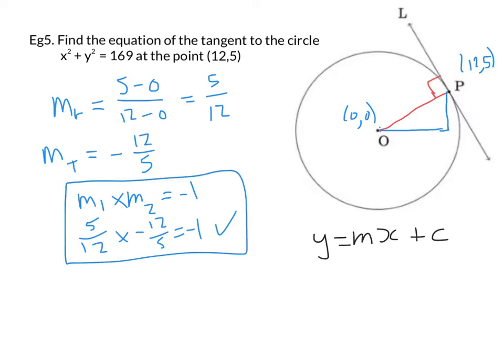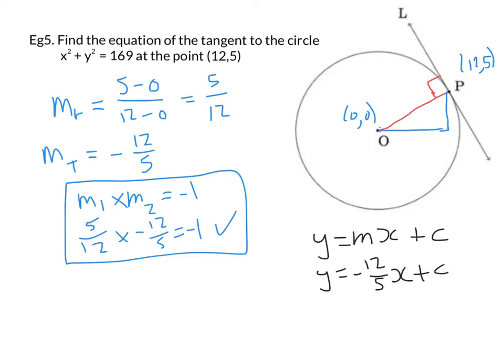Okay, so in summary, so far we worked out the gradient of the radius, and hence the gradient of the tangent is the negative reciprocal of that, minus 12/5. So we can put that in as the m for the gradient of the tangent.